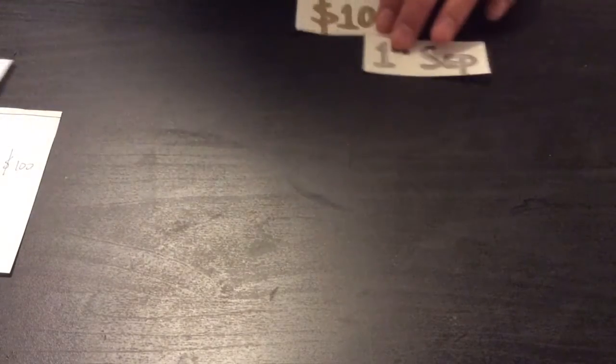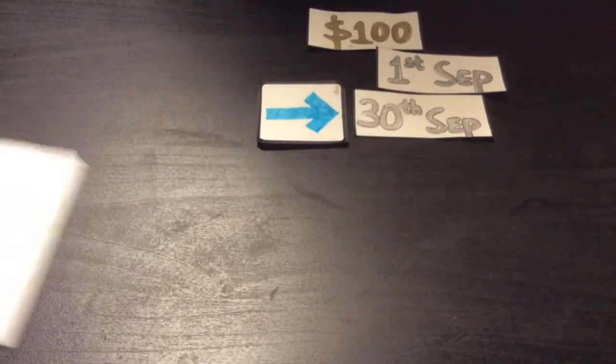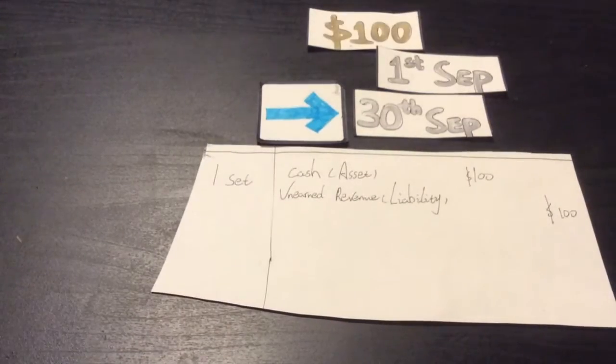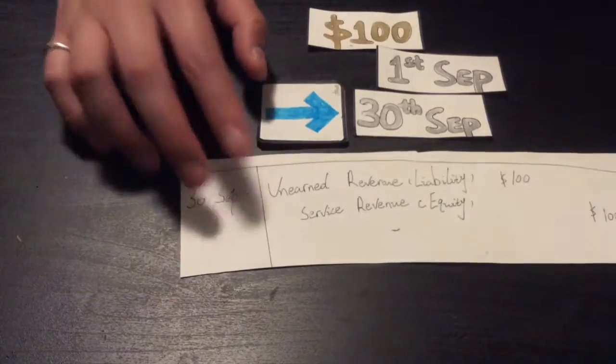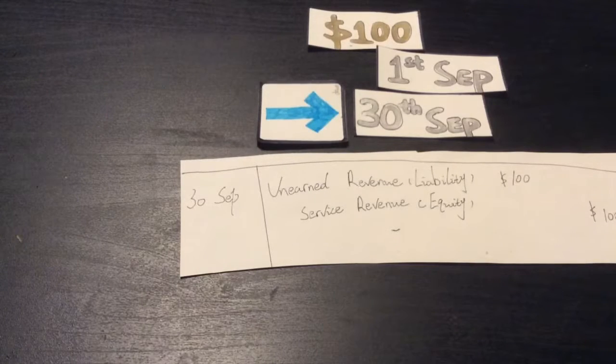For example, suppose a company was paid $100 on 1st September to complete a service on the 30th September. The following journal entry will be recorded like that. As the business provided the service and the adjusting entry is recorded, the liability account is decreased and the related revenue account is increased like that.